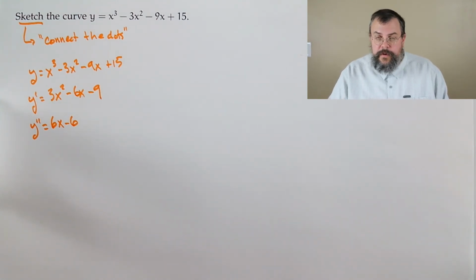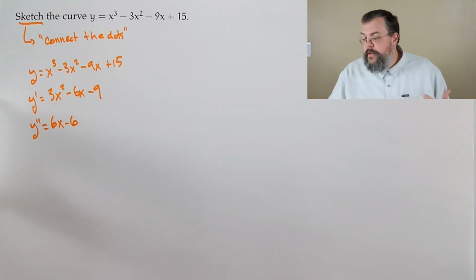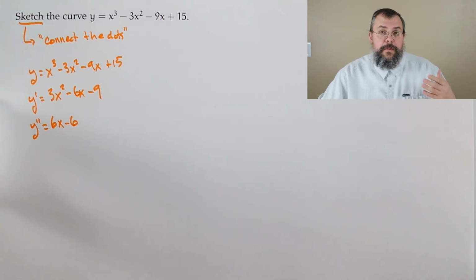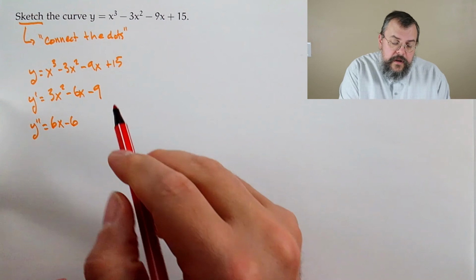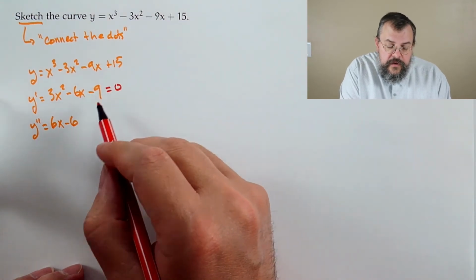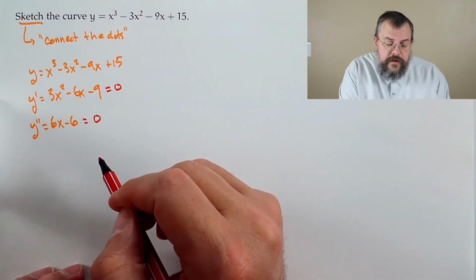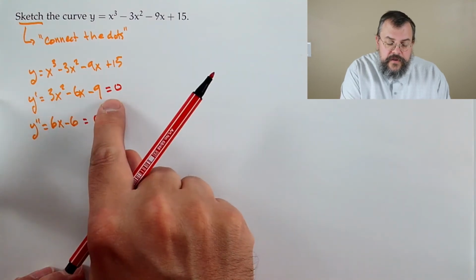There's no places where things are undefined. There's no endpoints to worry about. And therefore, we really need to be focusing on when things are 0. So we're going to do them both. When is the first derivative 0? When is the second derivative 0? So let's start with the first derivative.